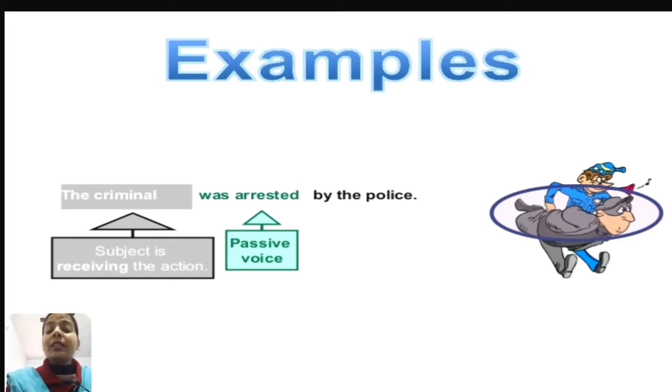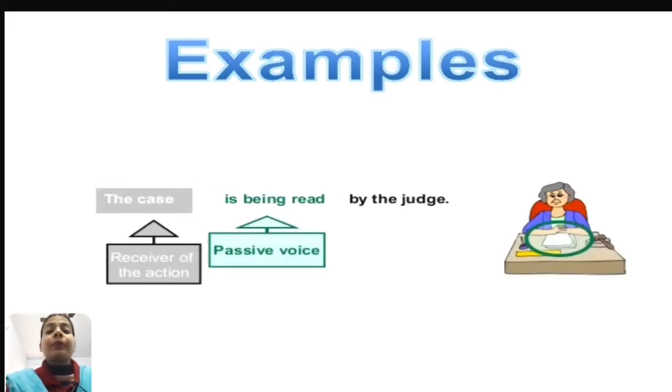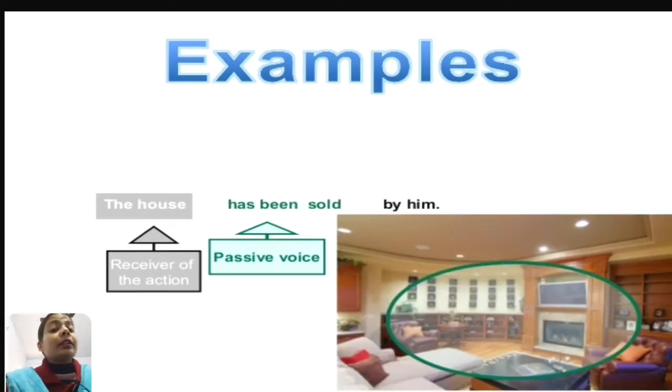The criminal was arrested by the police. Now here the criminal is receiving the action. So this is the subject who is receiving the action, and was arrested is the verb in passive voice. The case is being read by the judge. Here the receiver of the action is the case, and is being read is in passive voice. The house has been sold by him. Here the receiver of the action is the house, and has been sold is in passive voice.